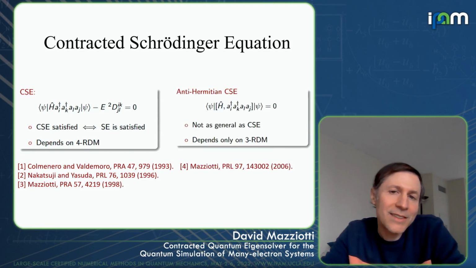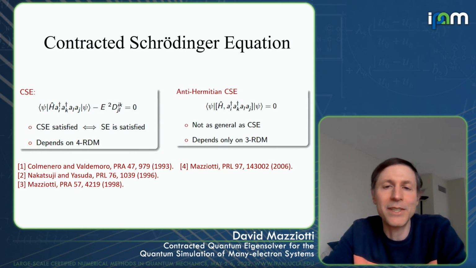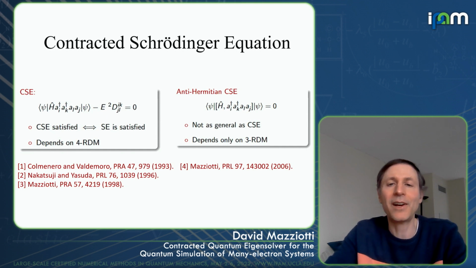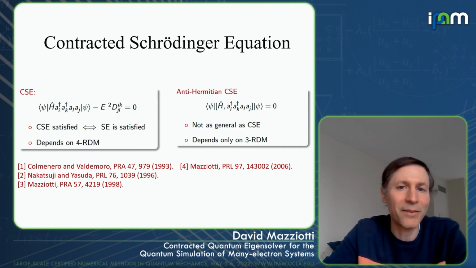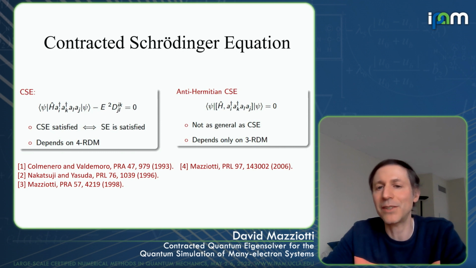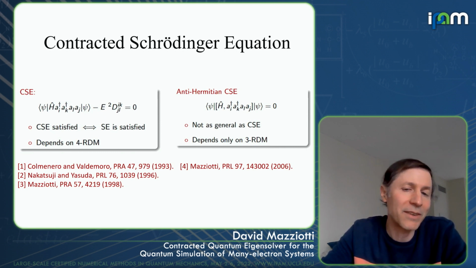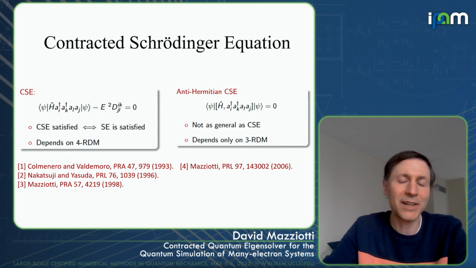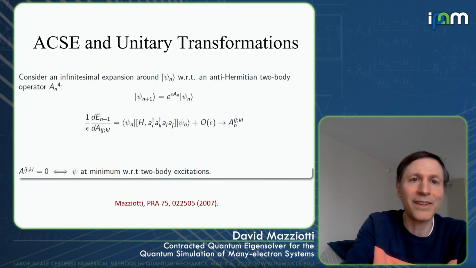Now, we could consider a particular part of the contracted Schrödinger equation. For example, if we just think about the anti-Hermitian part of the CSE, then our equation ends up introducing a commutator, and we have the equation on the right. It's not quite as general as the CSE, but it's still pretty close to the CSE. And now it depends only on the 3-electron reduced density matrix, which is one of the key advantages of the anti-Hermitian contracted Schrödinger equation. And we'll see another advantage in just a moment.